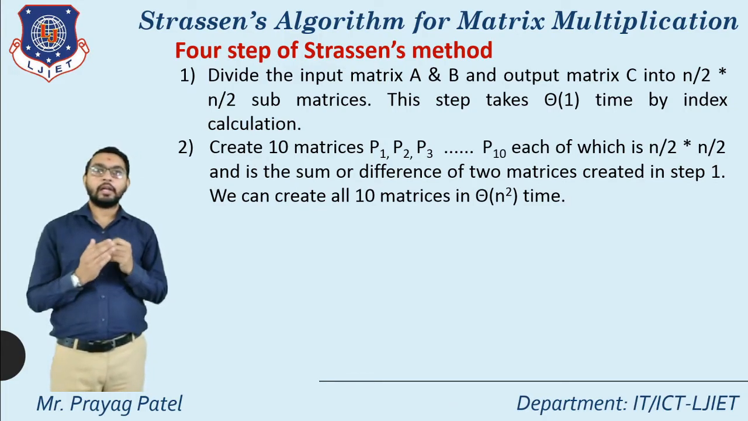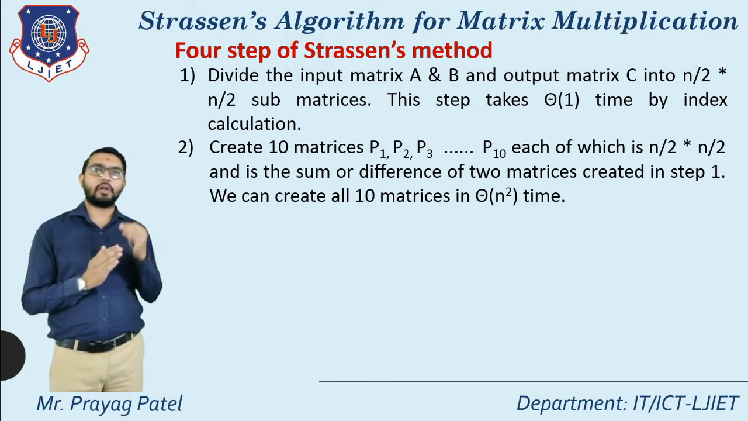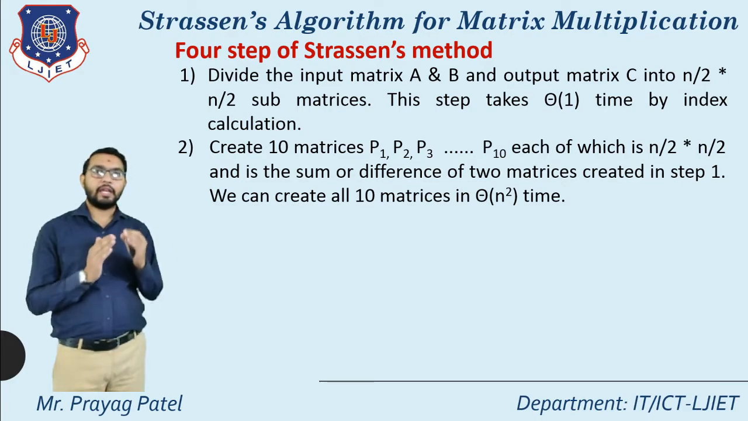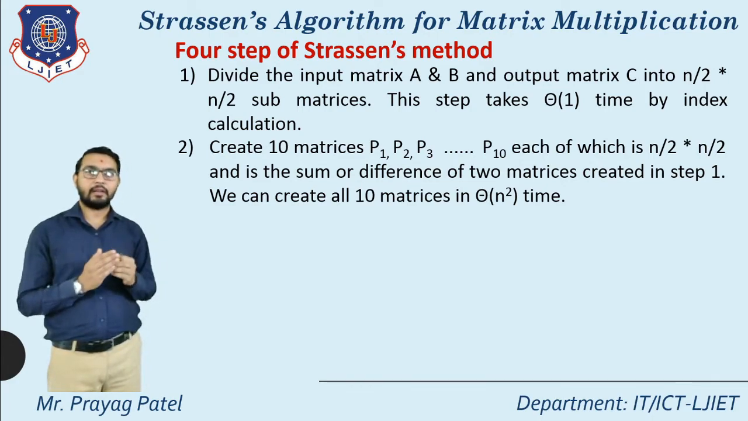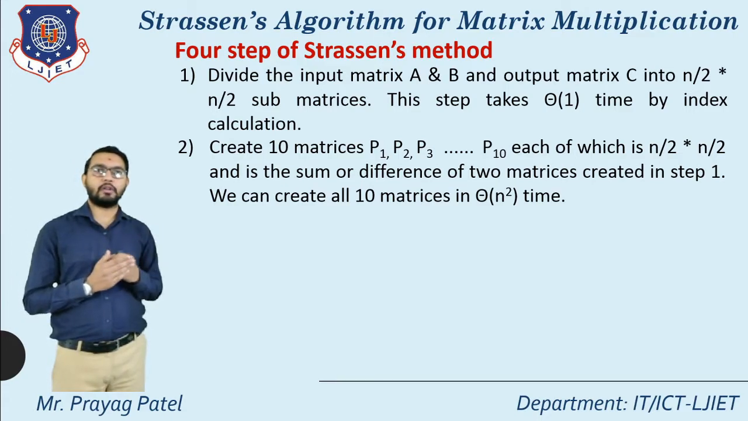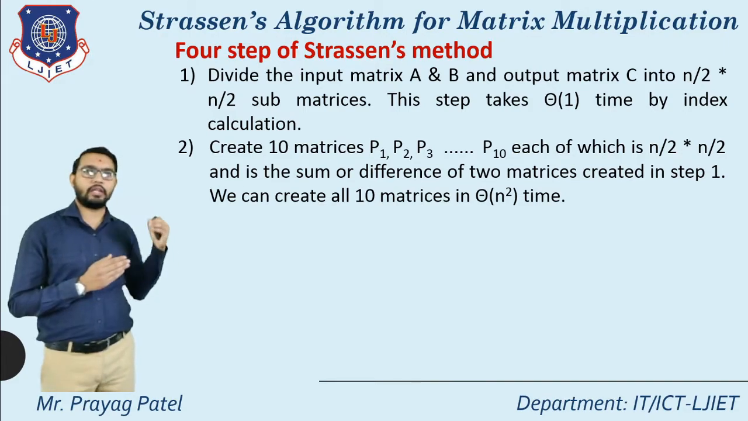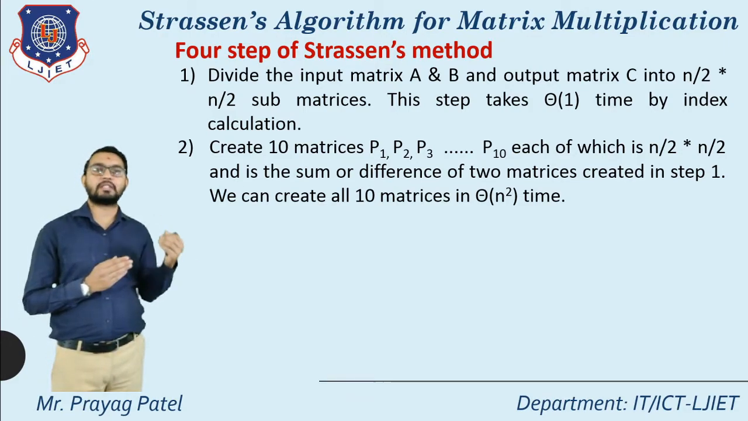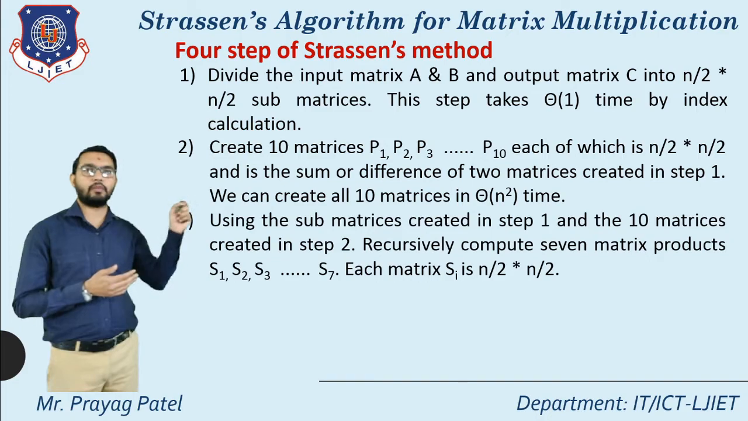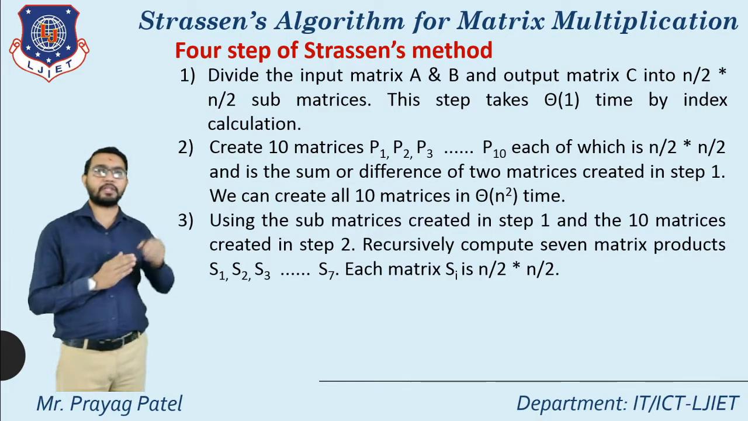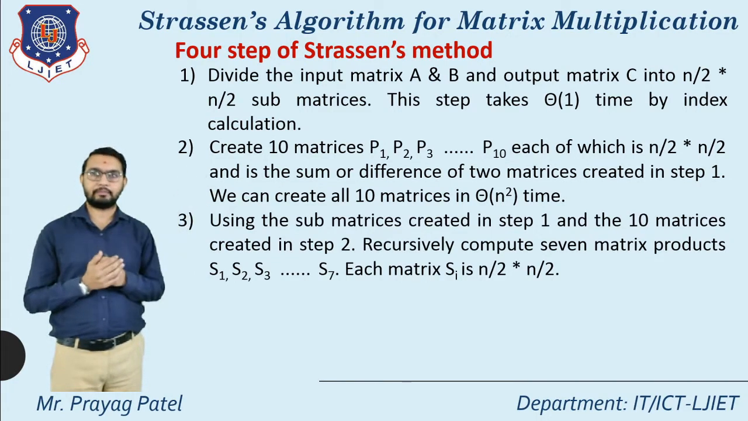Step number 2: create 10 matrices P1, P2, P3 up to P10, each of size n by 2 cross n by 2, and each is the sum or difference of two matrices created in step number 1. We can create all the 10 matrices in theta of n square time. Performing the P1 to P10 addition and subtraction operations requires theta n square.